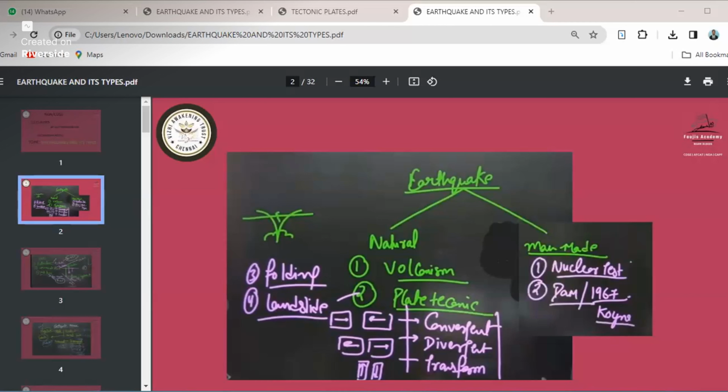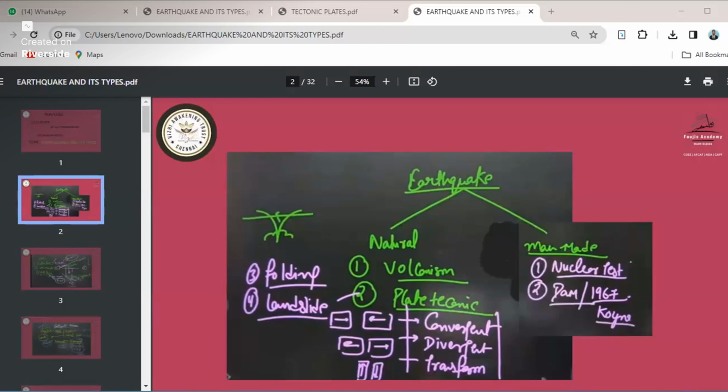Okay. So that was about the rocks. Now we'll study about the earthquake. So earthquake means what? The sudden movements inside the earth, that after some time we are seeing on the earth's crust, that is known as earthquake. So that sudden movement is known as earthquake. Earthquake is of two types. One is natural and one is man-made.